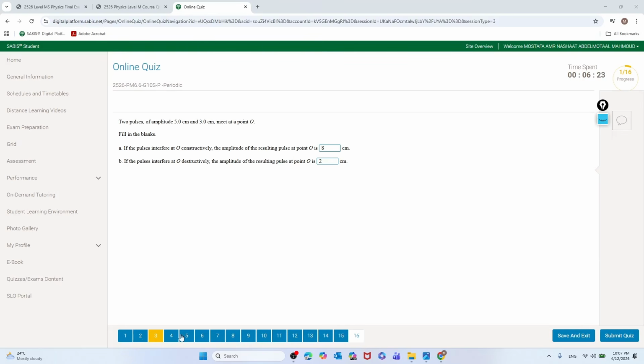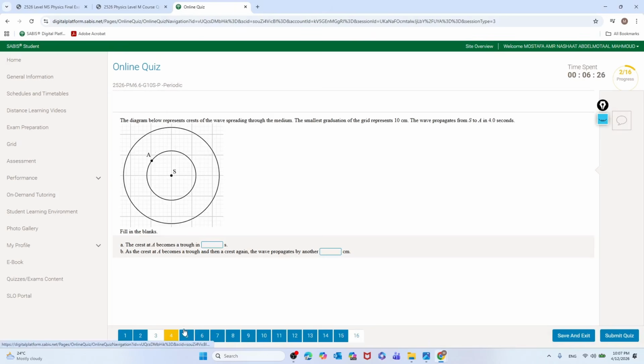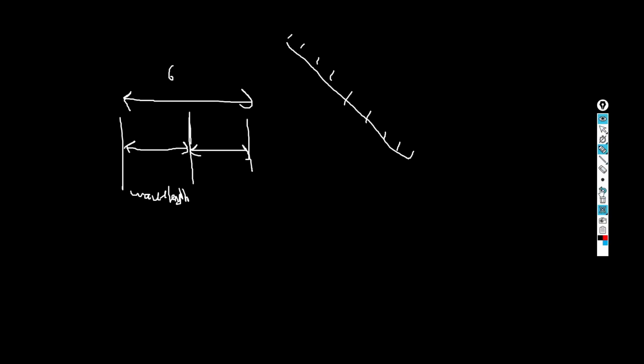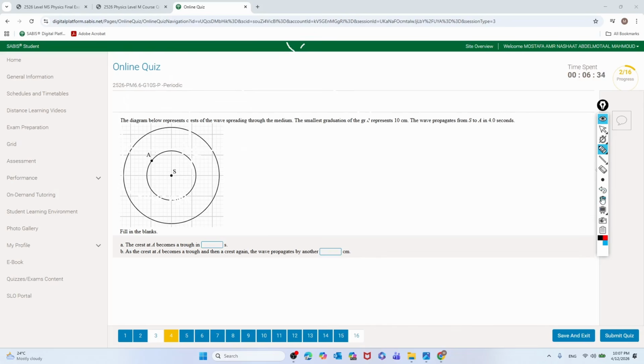Also here there's a question in the quiz. The diagram below represents crests of the wave spreading through the medium. The smallest graduation of the grid is 10 centimeters, so one tiny thing is 10 centimeters. The distance from S to A is 4 centimeters. What? That doesn't make sense. How is the smallest grid 10 and this is 4?